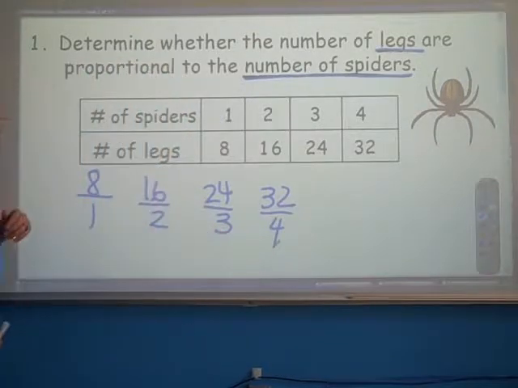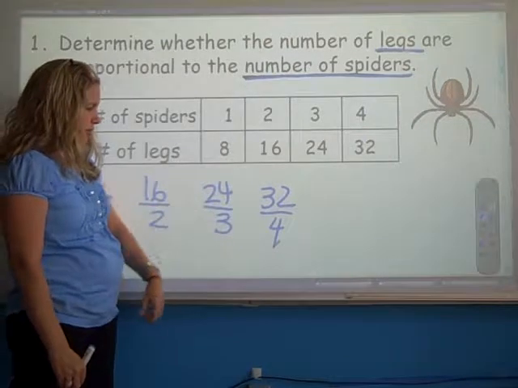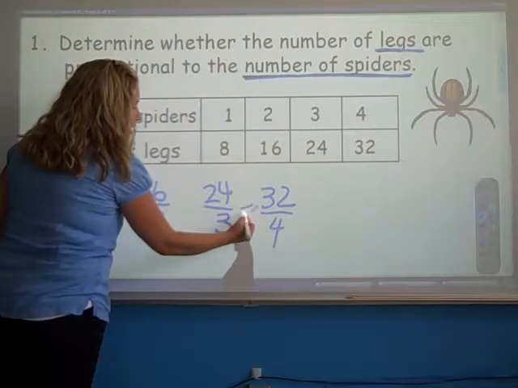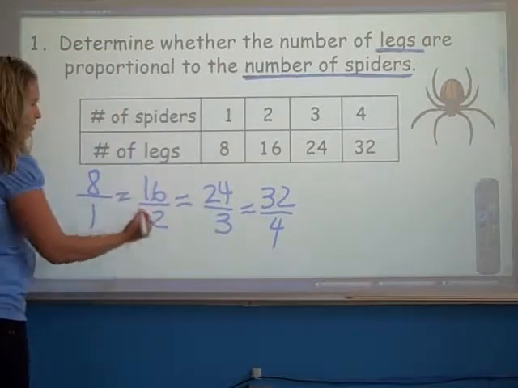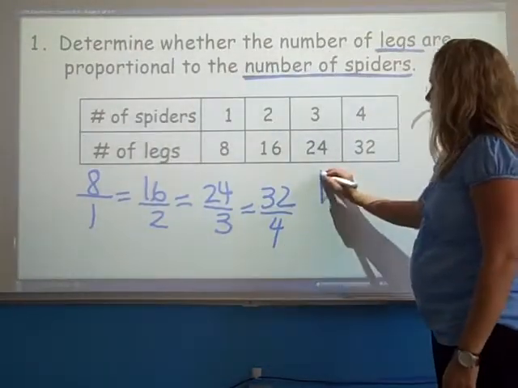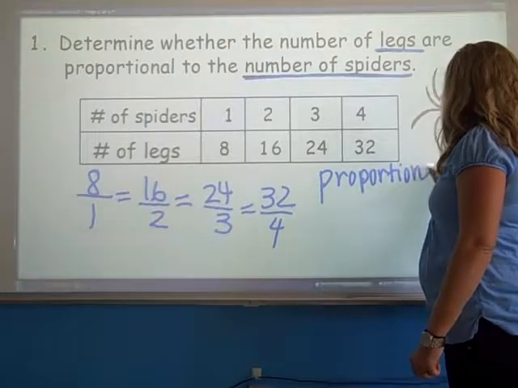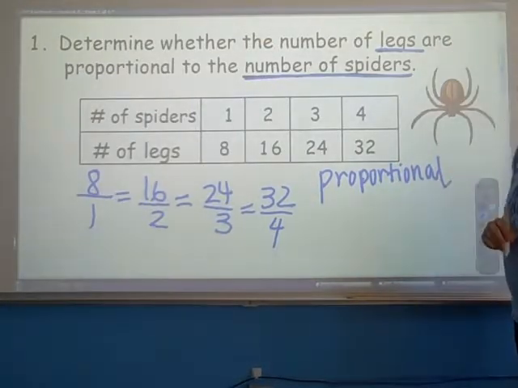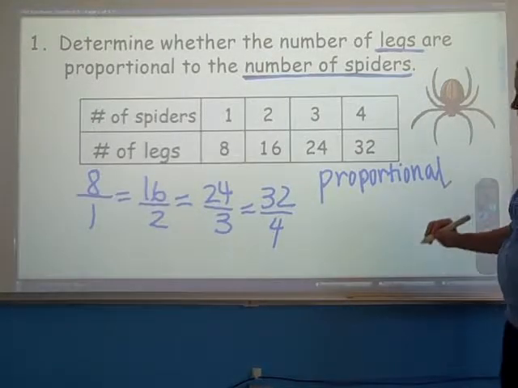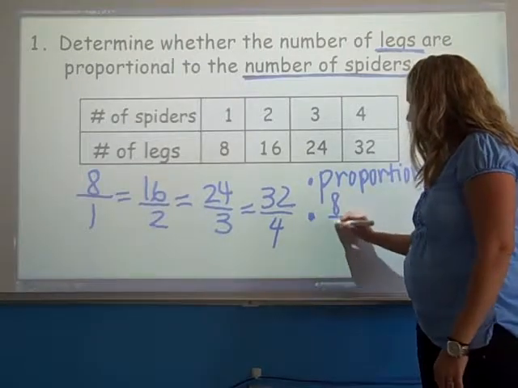Now, if you simplify each one of these, this equals 8. 16 divided by 2 is 8. 24 divided by 3 is 8. 32 divided by 4 is 8. These are all equal. So this is a proportional relationship. So it's proportional. Okay. The constant of proportionality would be 8 to 1. So this is the first answer. The second answer is 8 to 1.